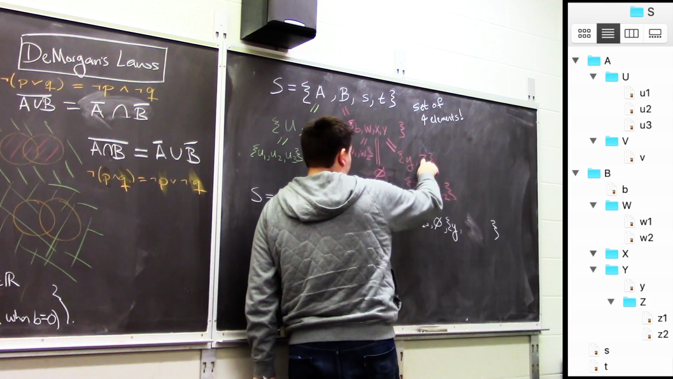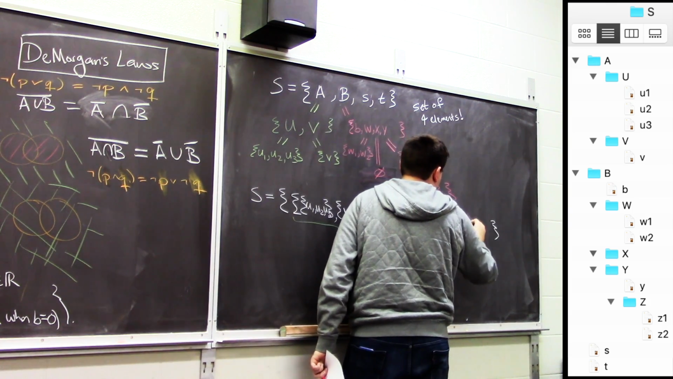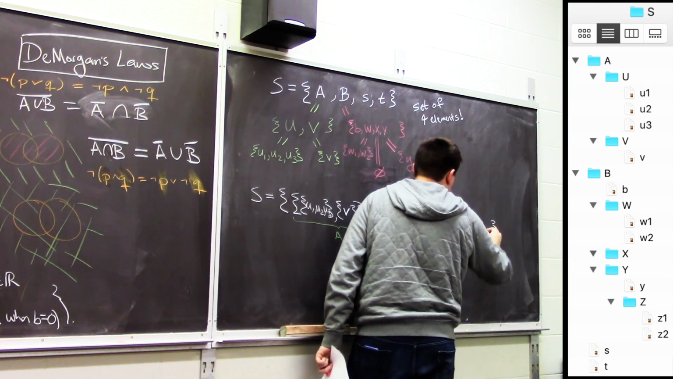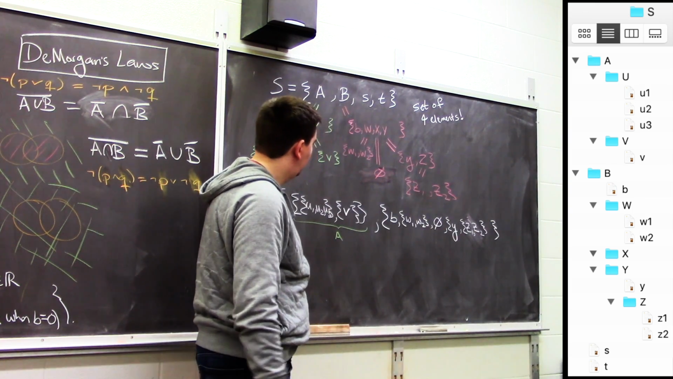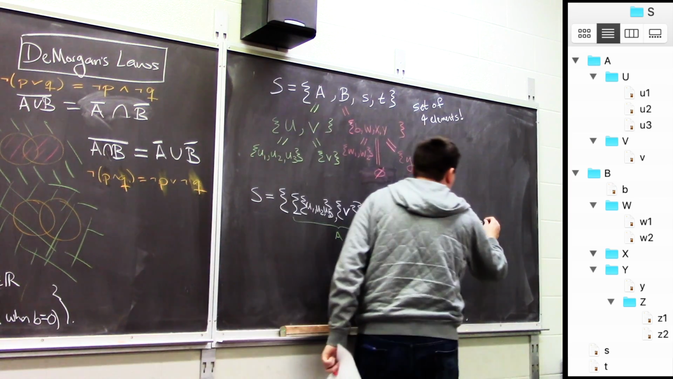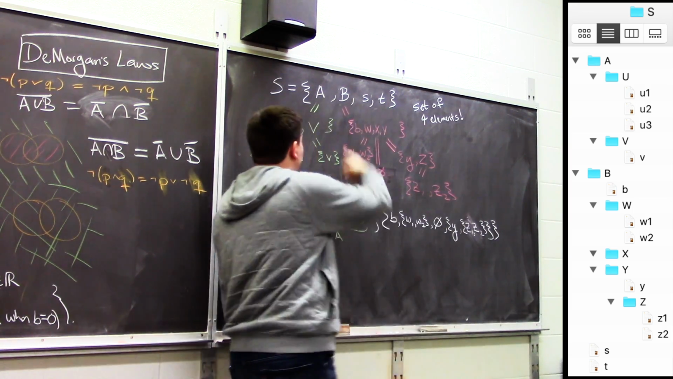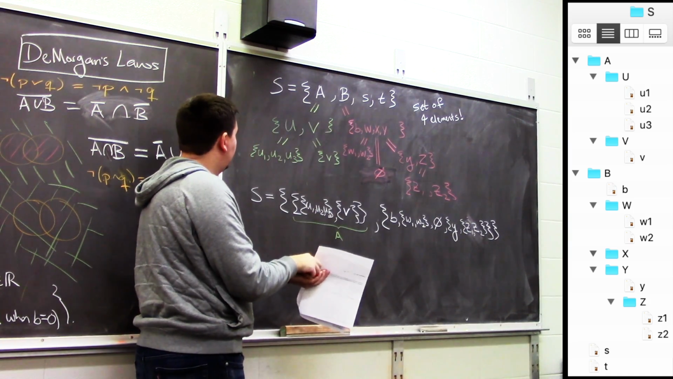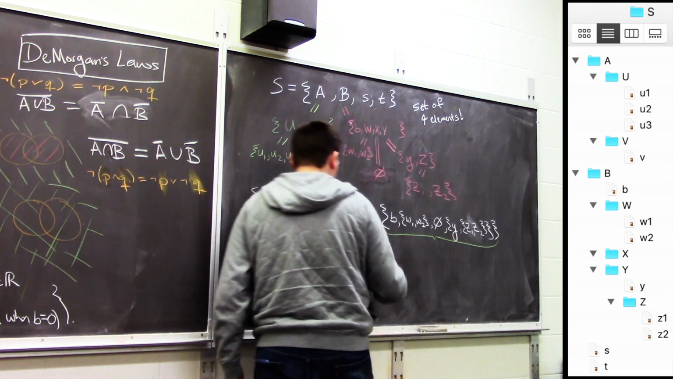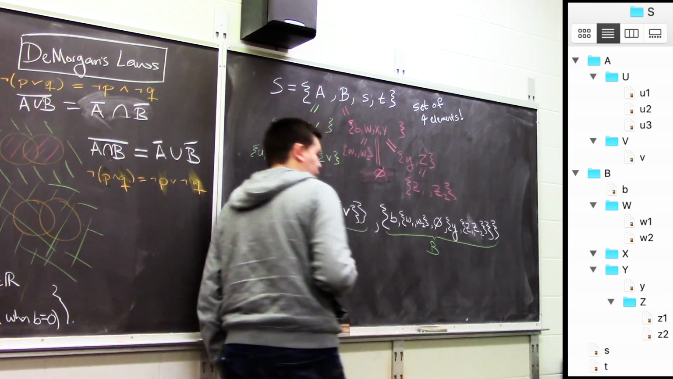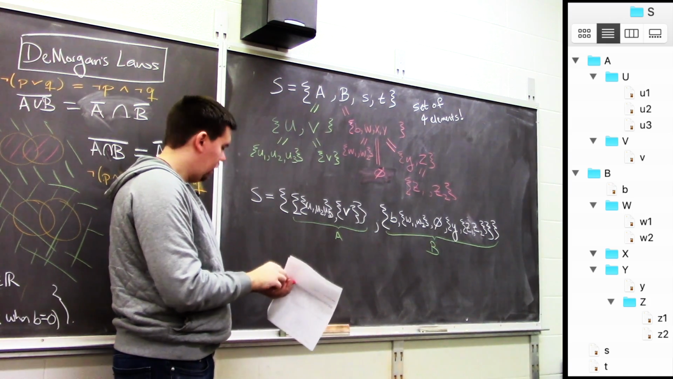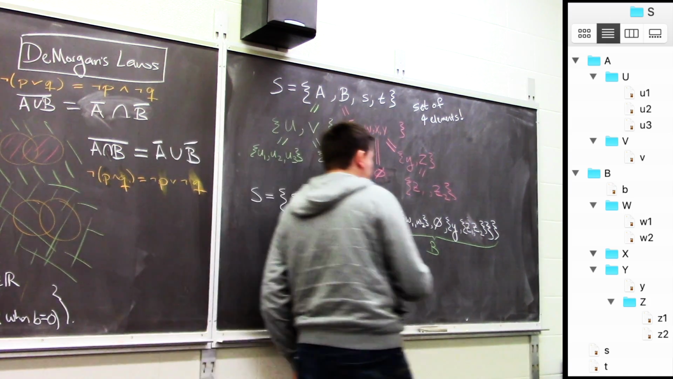And the folder Z, which has inside of it Z1 and Z2. And there we go. This is my second element of S, a set that contains a bunch of sets and subsets inside of it. So this is B. And then we said that S also has S and T in it.